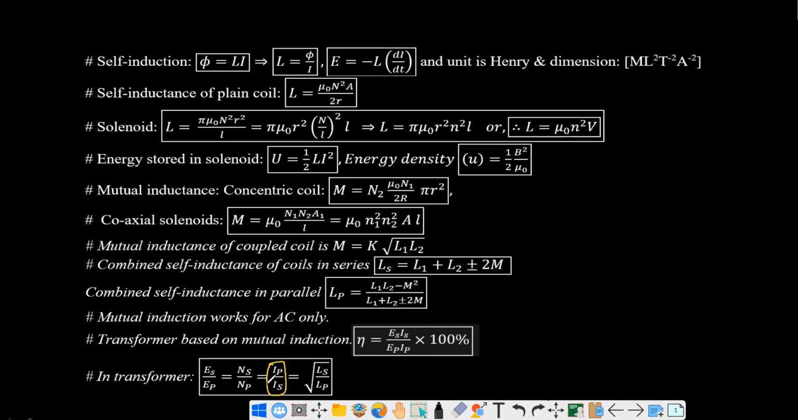Be careful while dealing with this one. Voltage and current will be indirectly proportional. You know well, power equals VI.